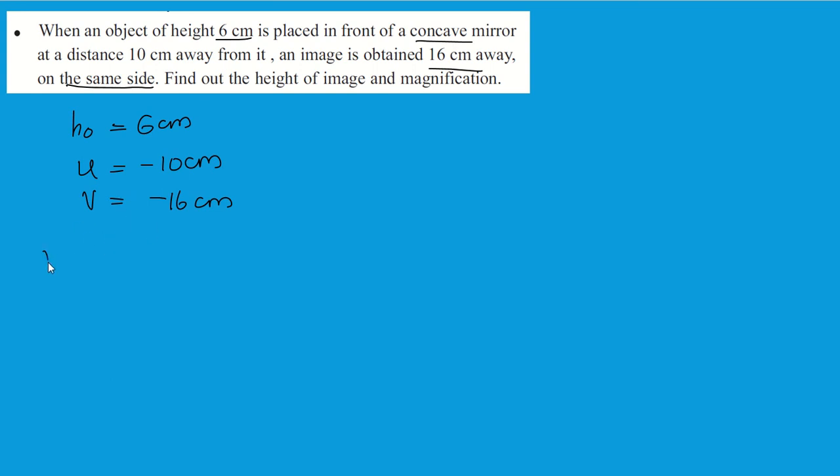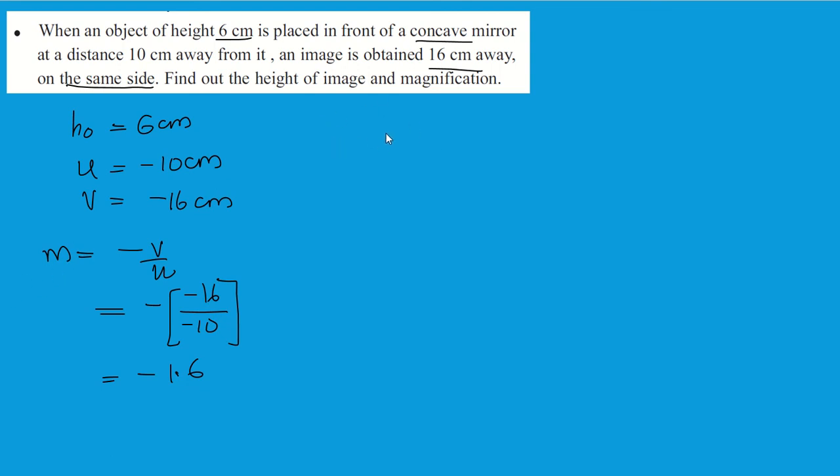So magnification, what is the magnification formula? Minus V by U. This is the advantage of having two formulae. Minus of V, V is minus 16, U is minus 10. So this is going to be minus 1.6. Magnification is minus 1.6. So here minus represents a real image. 1.6 is greater than 1. That shows it is a magnified image.